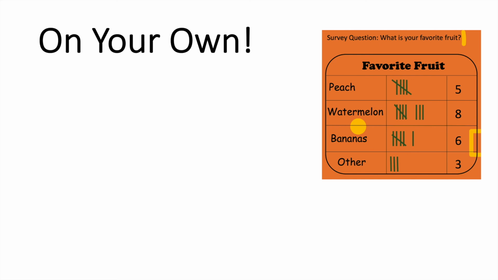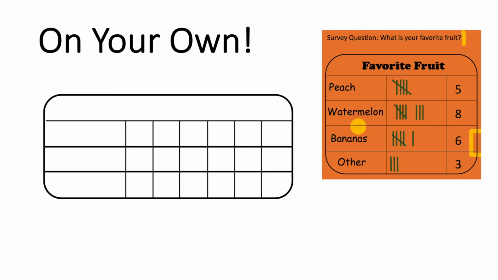Now on your own, taking that tally chart that you created a couple of days ago, you're going to create a bar graph. So again, I will be using the favorite fruit tally chart. So remember, my survey question was, what is your favorite fruit? And my categories were peach, watermelon, bananas, or other. If you noticed, in my tally chart, I have my title, my categories, and my data. I'm going to use this data to create my bar graph.